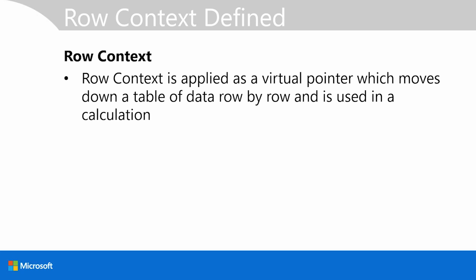The row context is applied as a virtual pointer which moves down a table of data row by row and is used in a calculation. So what that means is on a row by row basis, when you apply a calculation, it's going to take the values off of that individual row for the columns you're looking at and make the calculation. We already saw that on the line total sales, and we'll go through the demonstration on this momentarily again to remind you of the row context.